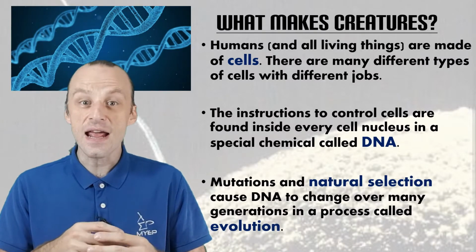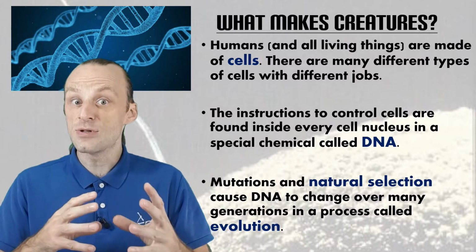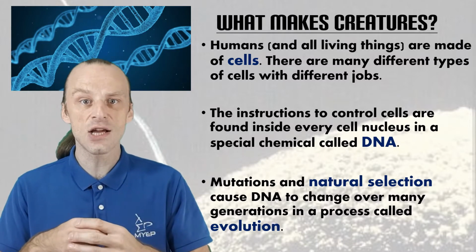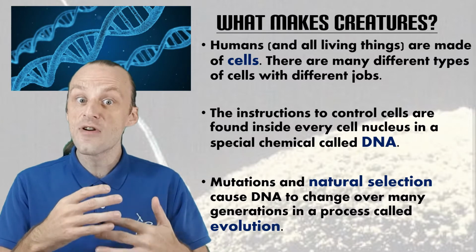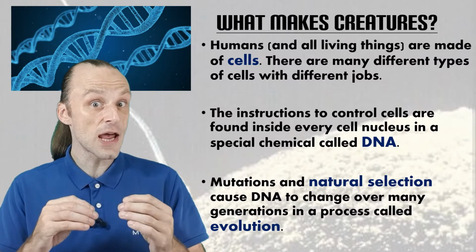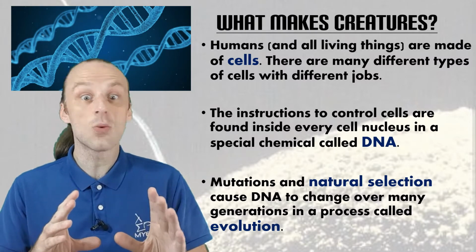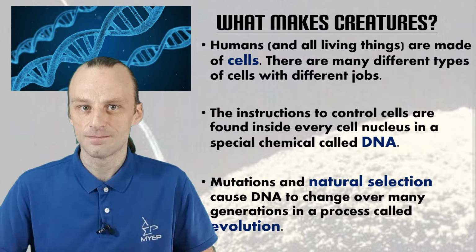But DNA and the genetic code can change over time. Mutations and natural selection cause it to change over many generations so that a species can change and get new traits. And this is the process that we call evolution.